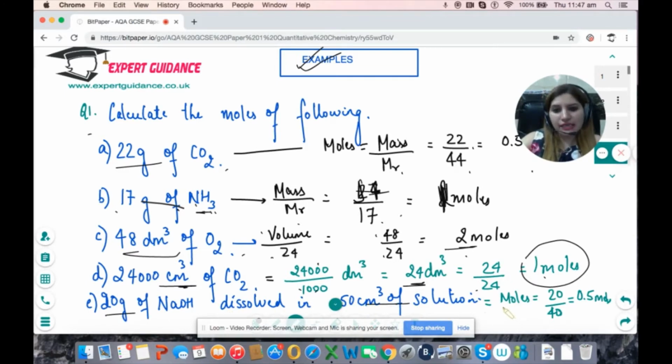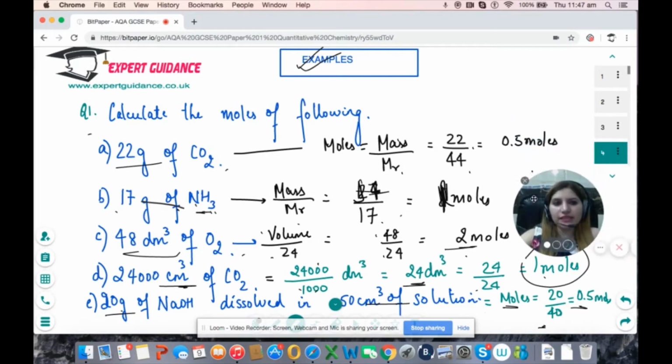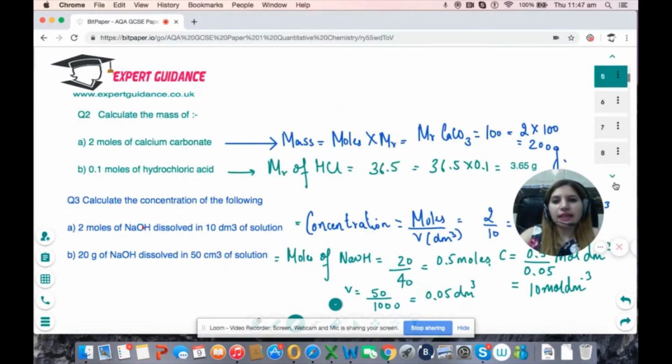Moles is, you need to divide the 20 grams by the MR, which is 40. That gives you 0.5 moles. Okay, so I hope you are now able to find the moles by different ways, whether the volume is given or the mass is given. Now let's look at how you can use the moles to find the mass.